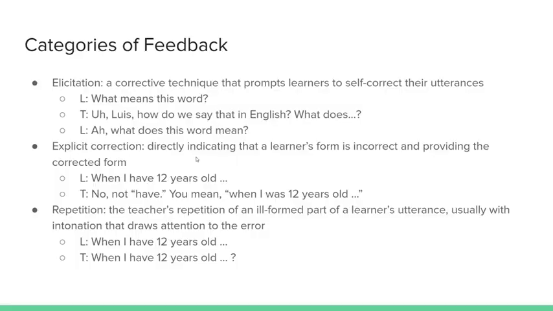So that's called elicitation. The explicit correction is very explicit. So directly indicating that a learner's form is incorrect and providing the correct form. So when the student says, when I have 12 years old, the teacher says, no, not have. You mean when I was 12 years old. So by stressing what the student has said in error and also highlighting what the student should have said, this is considered to be very explicit correction.